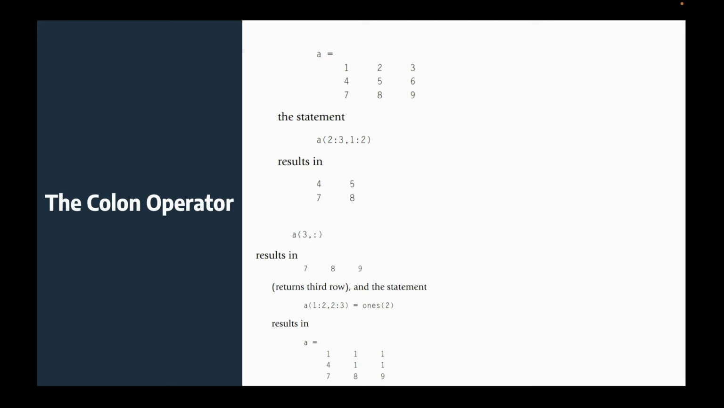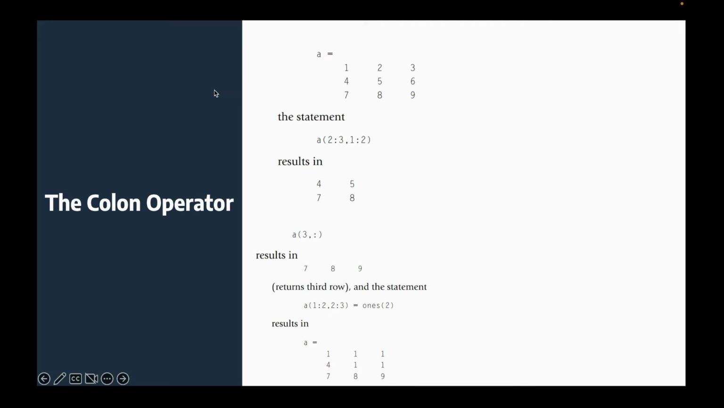What's going to happen if you do A of 3, comma, colon? So the third row, and it's not choosing any column, it's just going to give you the complete third row, which is 7, 8, and 9. So the colon here is telling it, I don't care which column it is. I just need the third row. Give it to me. So what it did for you, it gave you 7, 8, and 9, which is the third row in our matrix as we see it here in MATLAB.